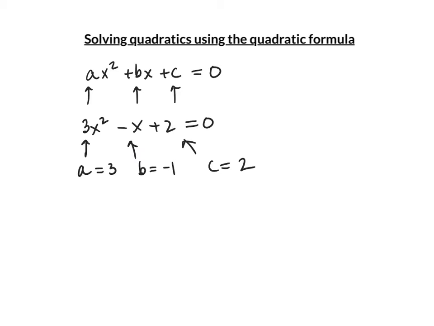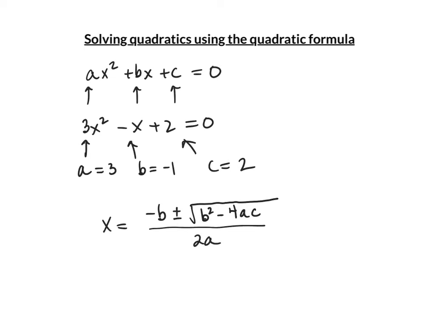Once you have the equation in the right form, and you're able to read off A, B, and C, the quadratic formula works like this. X equals the opposite of B, plus or minus, that's where the two answers come from, square root of B squared minus 4AC all over 2A. So all we have to do is plug in the numbers and very carefully follow the order of operations, and we can work out both answers.